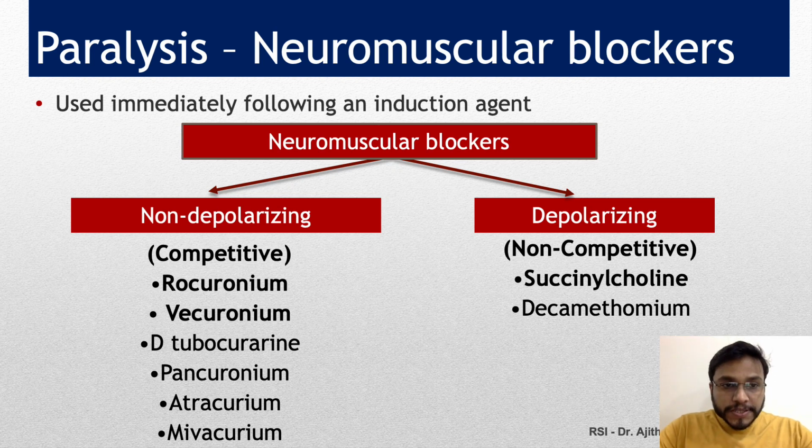Along with induction agents, the other thing that we simultaneously give is the paralytic agent or the neuromuscular blockers. Neuromuscular blockers can be broadly divided into non-depolarizing agents and depolarizing agents. Non-depolarizing agents are competitive blockers like rocuronium or vecuronium, whereas depolarizing agents are non-competitive blockers like succinylcholine. This complete concept of neuromuscular blockers is a complete topic for itself, so I am not going into detail about it as of now. Understand that there are two groups, the non-depolarizing group and the depolarizing group.